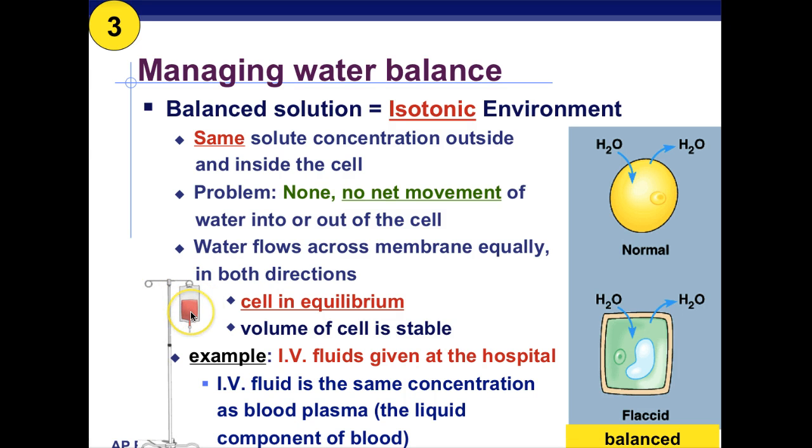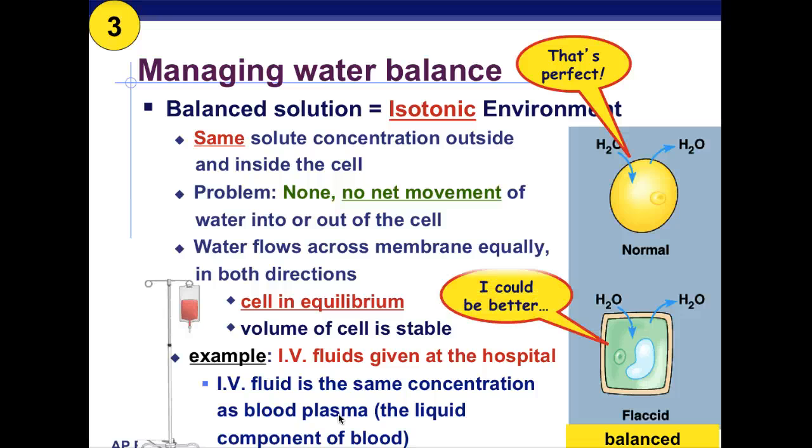So IVs actually have a balanced solution that is very similar to what's called the blood plasma. Blood plasma is the liquid component of your blood. So believe it or not, the red blood cells that you think make up entirely your blood are actually dissolved in, or floating in, a liquid component called the blood plasma. And IVs are the exact same solute concentration as blood plasma. So in an isotonic environment, animal cells are nice and happy. They have the perfect flow of water in and out.